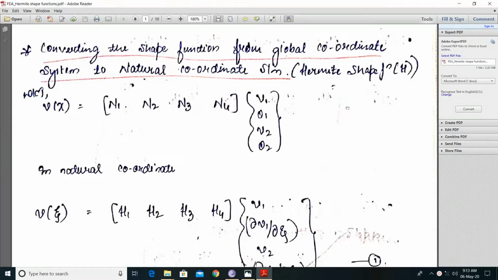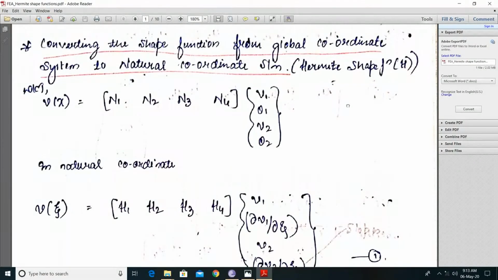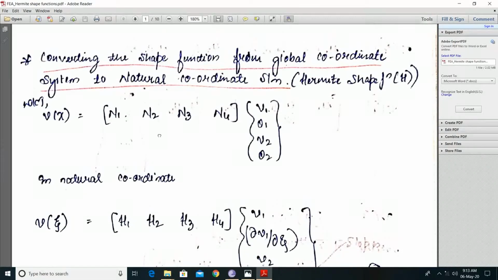So we usually know how the natural coordinates are denoted. In x direction it is denoted as xi, in y it is eta, and in z it is zeta. So before we move on to the actual derivation, we'll first convert the shape functions which we have already derived in terms of global coordinate into natural coordinates. Let's see what is the difference.